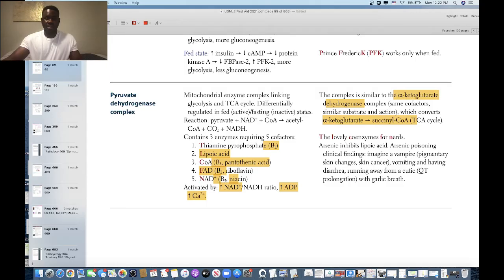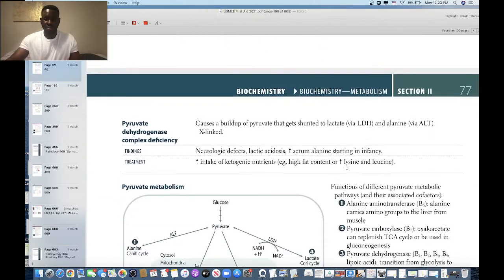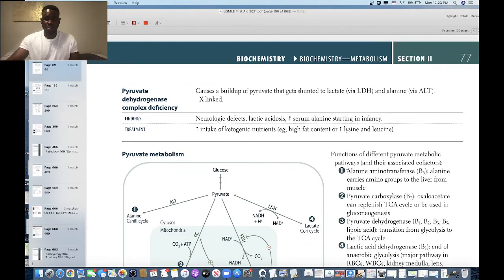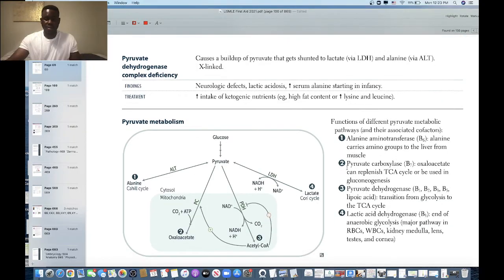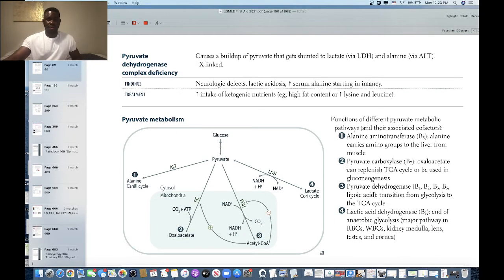Okay, now let's look at the next page. Now, this is the next page. So the pyruvate dehydrogenase complex deficiency causes a buildup of pyruvate that gets shunted to lactic acid. If you want me to take you back, this is what they are talking about.